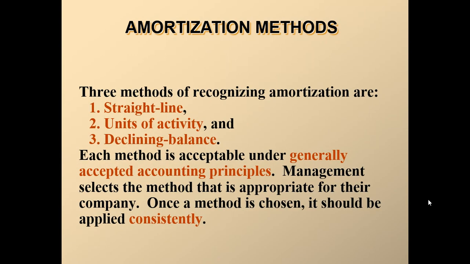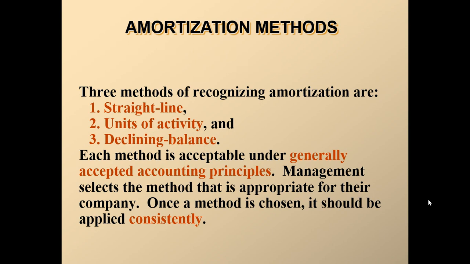Talking about the methods themselves, there are three that we focus on in this chapter: the straight line, the units of activity, and the declining balance. Each method is acceptable under GAAP. Management will usually select a method that is appropriate for their company. Usually once a method is chosen, it should be applied consistently.